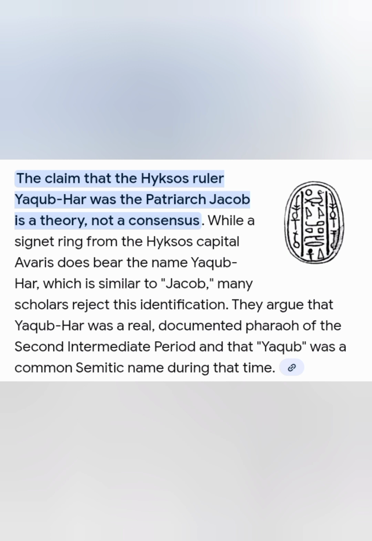Other variations suggest the ring belonged to Joseph, son of Jacob, given to him by the Pharaoh when he became second in command in Egypt. These theories argue that the Har element in the name may refer to a specific title or location, or even a reference to the one true God.